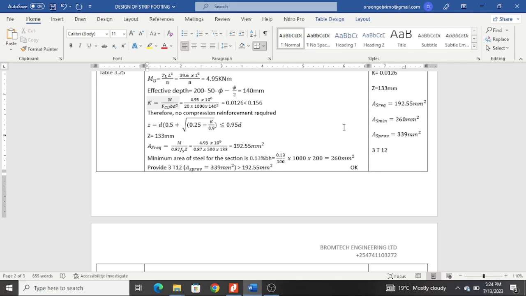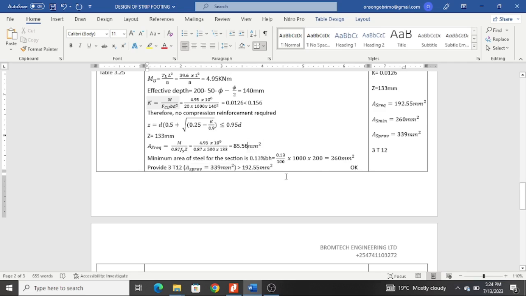You have 85.56. This is 85.56 millimeter squared. That is what is required. Then you have minimum area of steel for this section.